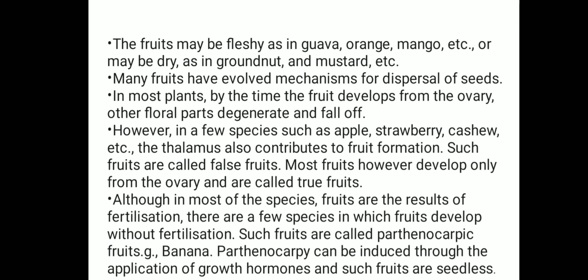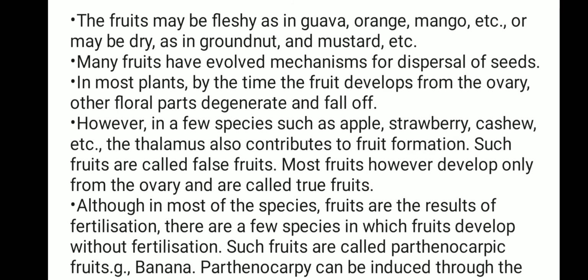Now first come to the first point. The fruits may be fleshy, for example guava, oranges, mango, etc., or they may be dry, as in groundnut and mustard, etc. Many fruits have evolved mechanisms for dispersal of seeds. In most plants, by the time the fruit develops from the ovary, other floral parts degenerate and fall off. However, in a few species such as apple, strawberry, cashew, etc., the thalamus. In this point we are going to discuss the true fruits and the false fruits. Before discussing it, I would like to discuss the structure of the fruit.